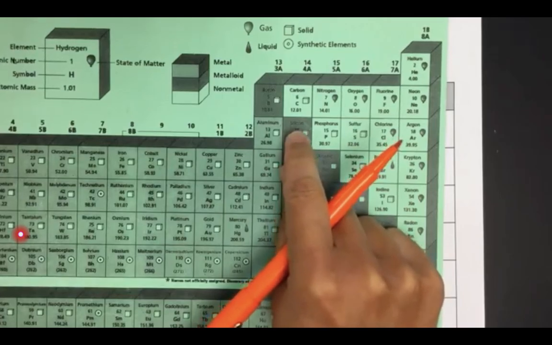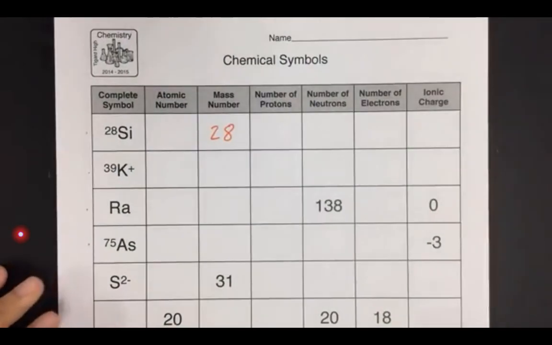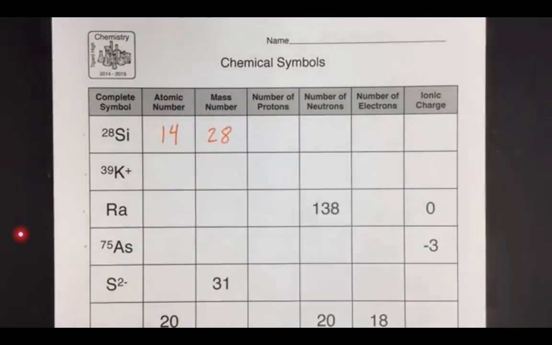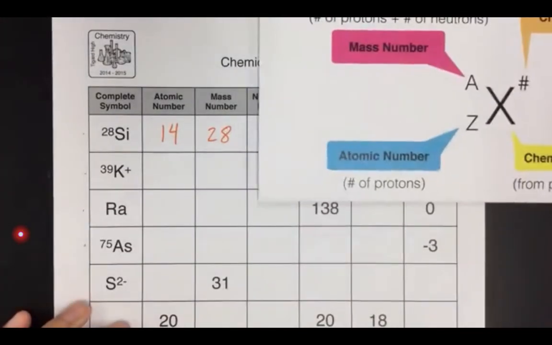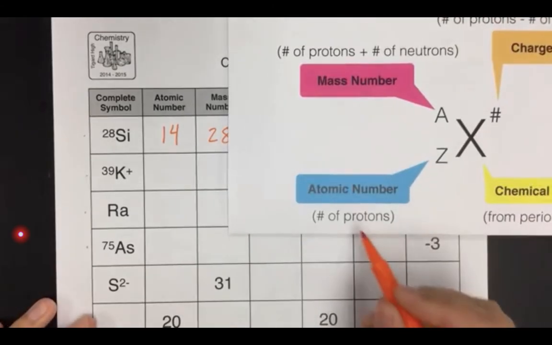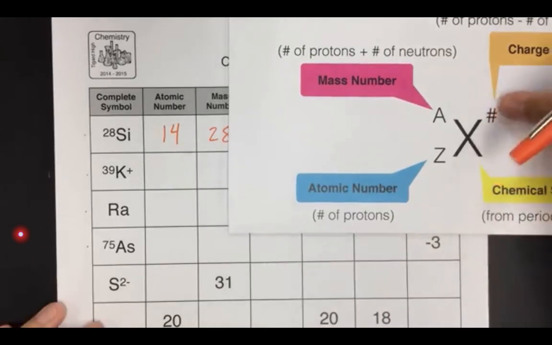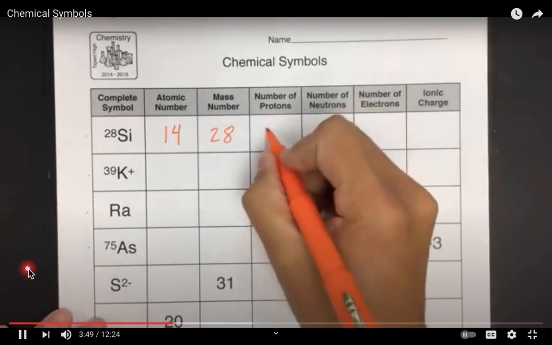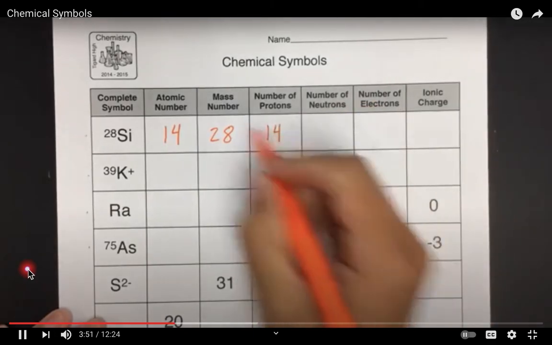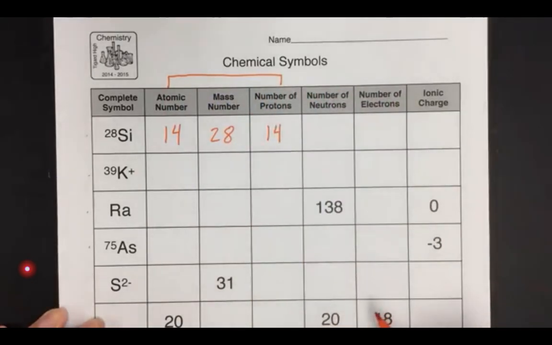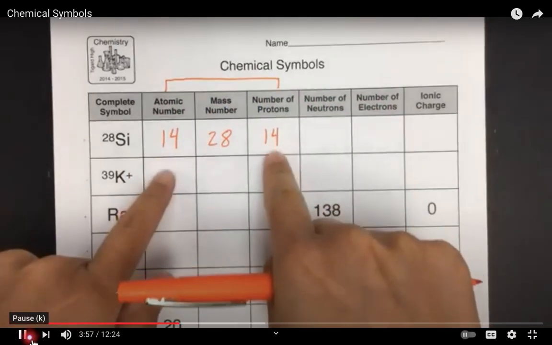That 14 is its atomic number, it's its chemical identity. So I can put 14 here, but what that also tells me is that we also have 14 protons, because I know that the atomic number is equal to the number of protons. Okay? The number of protons gives you the identity of an element. So these two columns here, atomic number and number of protons, those are always going to be the same.